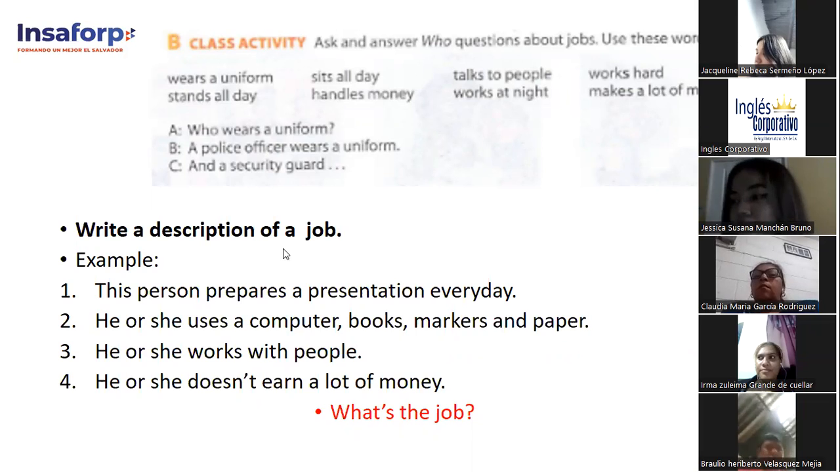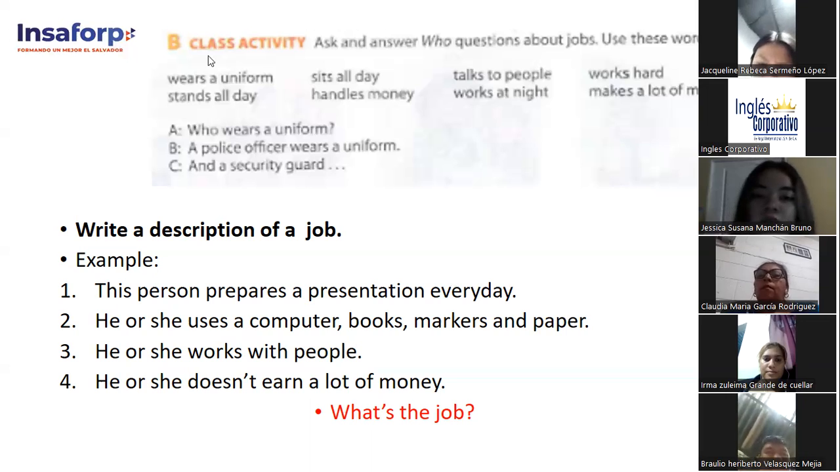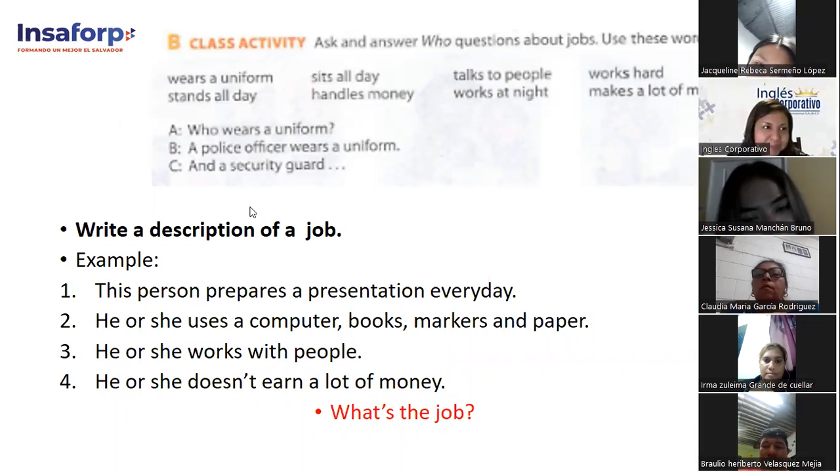Well, guys, the next activity is this. You are going to write a description of a job. This is my example. This person prepares a presentation every day. He or she uses a computer, books, markers, and paper. He or she works with people, and he or she doesn't earn a lot of money. What's the job? Can you guess the job?